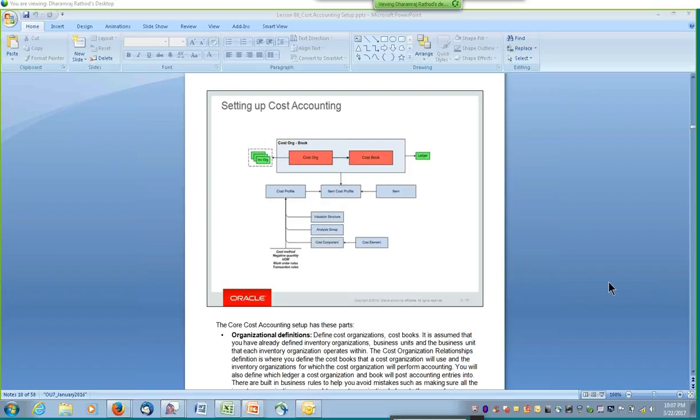Do we always need to assign a default set to the cost organization? Yes, the reference data set is always needed because there are certain setups. For example, you have cost element, you have cost profile. They are always in context of the reference data set, and if you don't assign it, you may not be able to pick those configurations for those cost organizations.